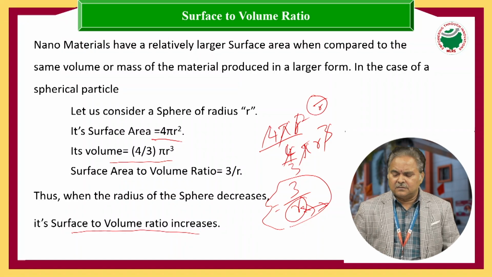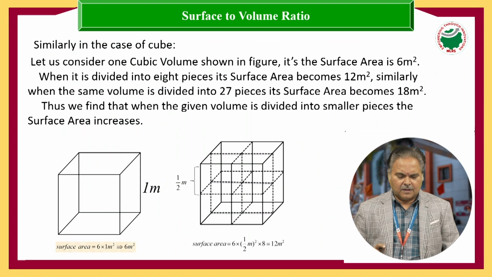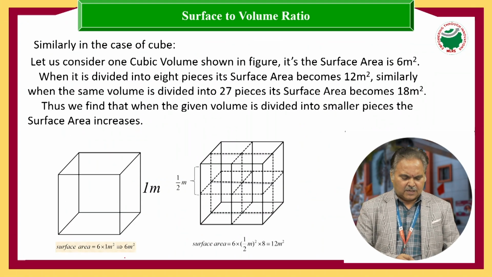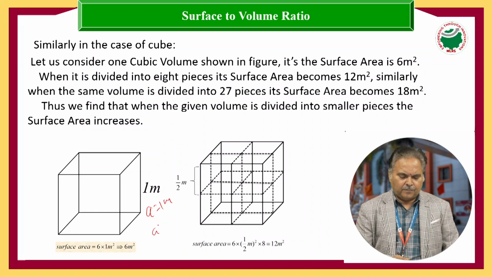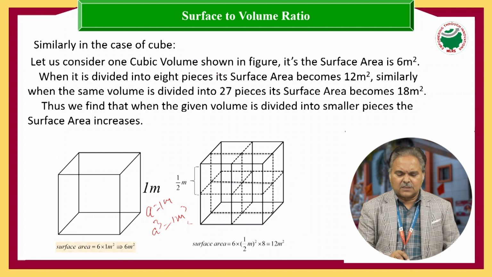Similarly, if you take a cube of side 1 meter, we know that its surface area will be 6 sides into meter square. So the total surface area is 6 m square. The volume will be 1 m cube only, because if a is equal to 1 meter, then the volume is a cube, so it will be 1 meter cube. Surface means 6 m square. So this cube's surface area is 6 m square.